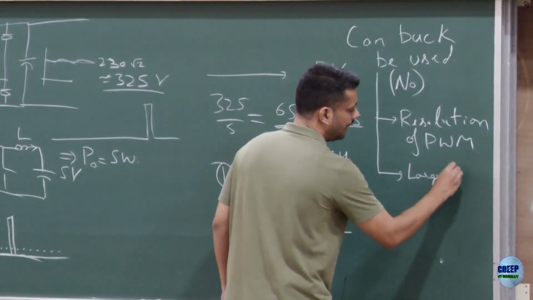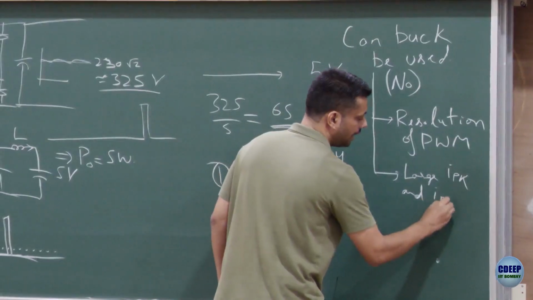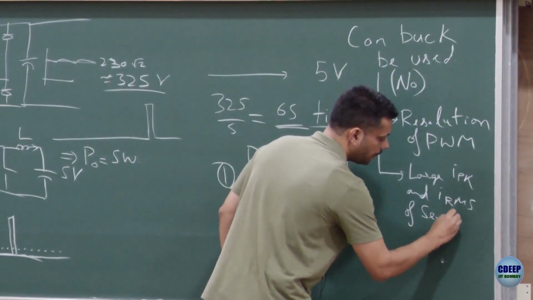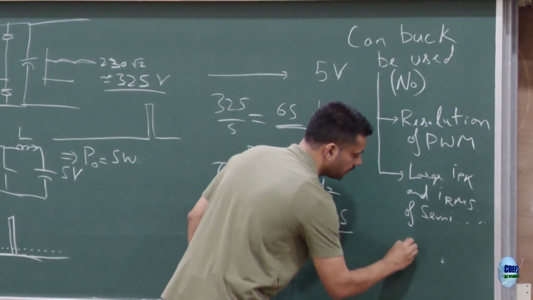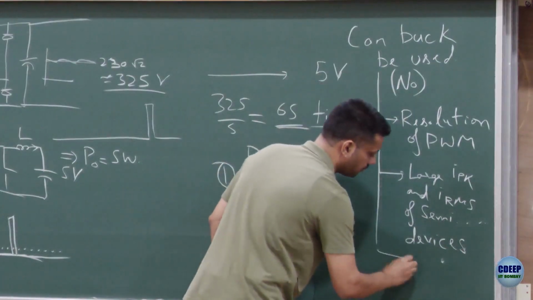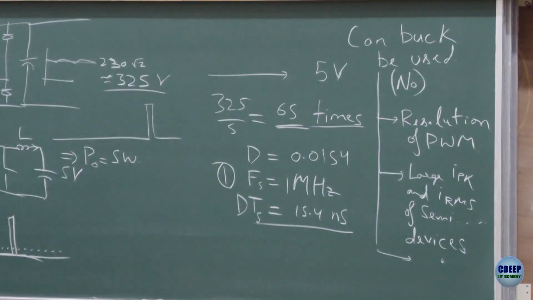So the second thing is large I peak and I RMS of semiconductor devices. Is that okay? Yes.